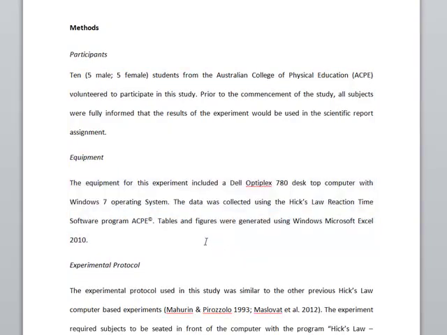Equipment. This section could be as brief or as long as required, depending on how much equipment is used. This particular equipment section is quite brief because it was just a computer-based program where the participants sat at a computer screen and clicked the button depending on what was happening on the screen. So not a lot of equipment used. In this instance, because they were using a computer, the idea is to describe the computer as best you can, or the software as best you can.